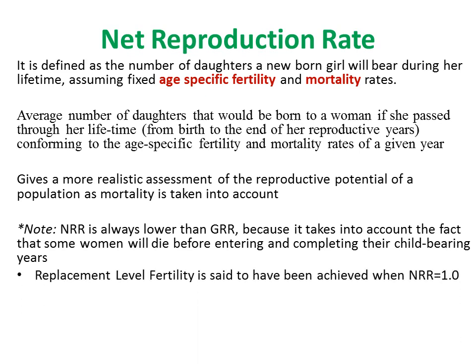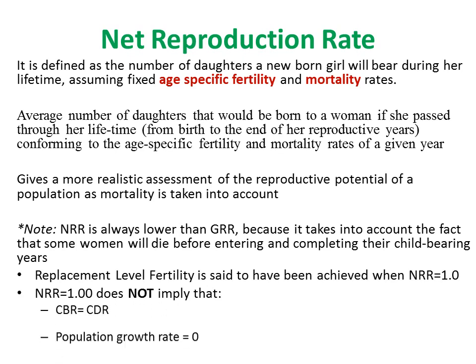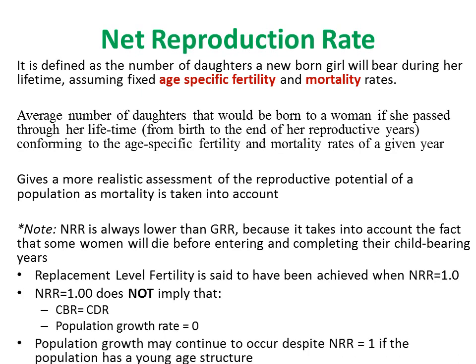Replacement level of fertility is said to have been achieved when the calculated net reproduction rate is 1, that is one woman replaced by one daughter. But remember that an NRR of 1 does not automatically imply that birth rate is equal to death rate or that population growth has become 0. No, because population growth is more of a function of the age structure of the population. So despite having an NRR of 1, the population growth may continue if the population has a young age structure, or the other way around.